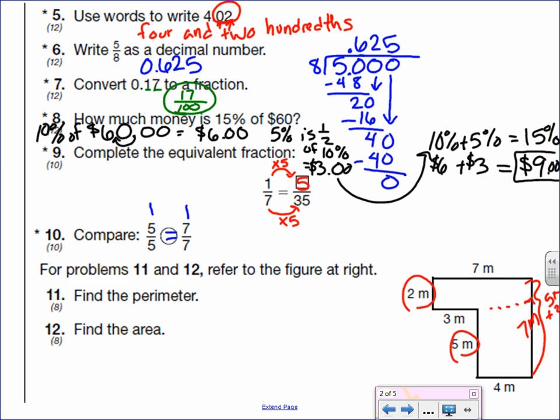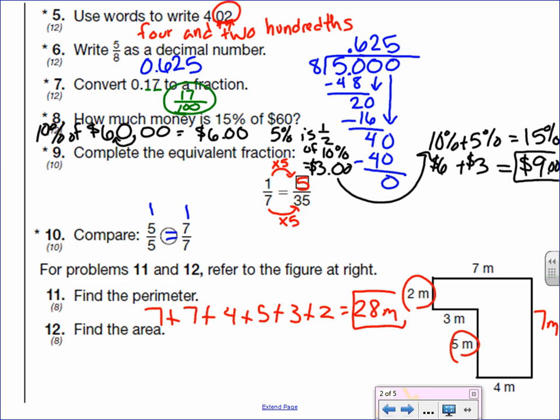So now for the perimeter, all I do is I go through and I add up all the sides. Put that 7 back on there. So I have 7 on top, plus 7 on the right, plus 4 on the bottom, plus 5 on the left, plus 3 on the bottom of that, plus 2 on the left there. 7 and 7 is 14, and 4 is 18, and 5 is 23, and 3 is 26, and 2 is 28. And the units for perimeter are the same units that you see in the diagram, always.